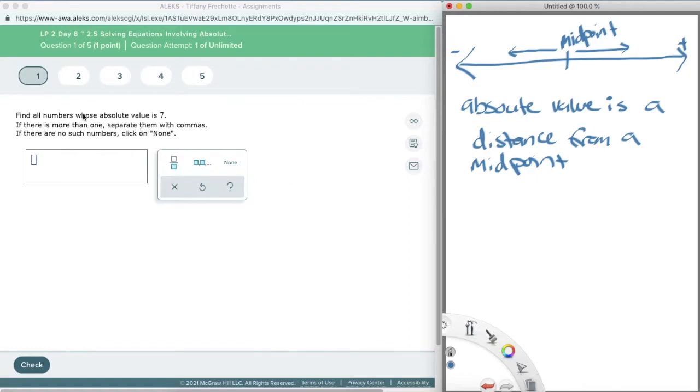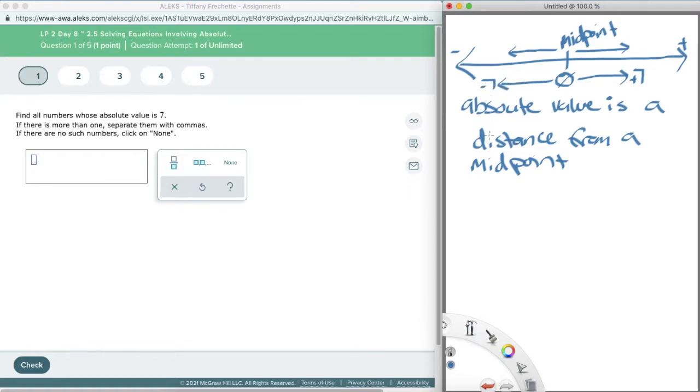So if I want to know all the numbers whose absolute value is 7, I'm asking what numbers move 7 spaces from my midpoint. If my midpoint is 0, because this is a very simple one, so on the simple ones your midpoint will be 0, I'm going to move 7 spaces to the right, that's positive 7, and I'm going to move 7 spaces to the left, which is negative 7.